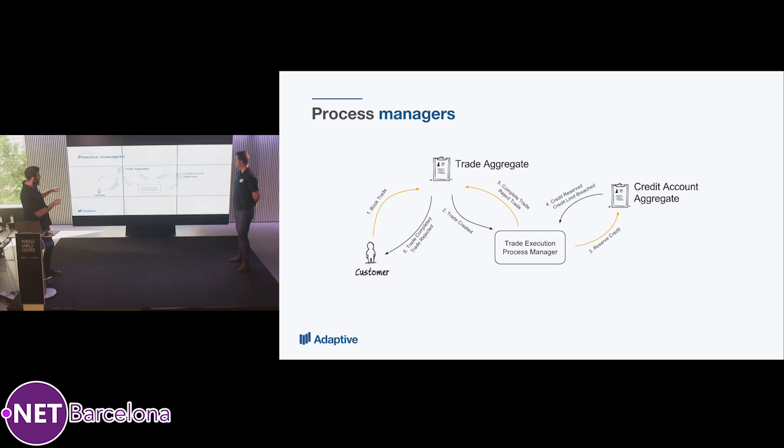And you can see in that diagram that the aggregates are very isolated. The trade aggregate doesn't care about any of the credit-related events or commands. It just cares about booking a trade and completing or rejecting the trade, and that's it. So the process manager sits there and coordinates process in your system.